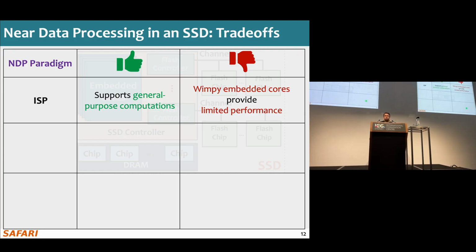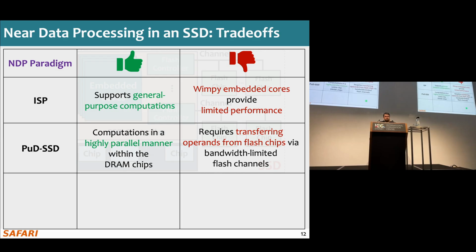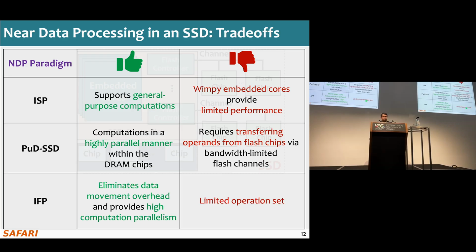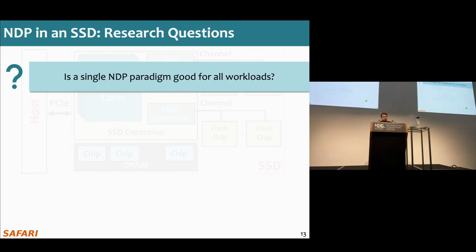So with this, we look at the trade-offs of these NDP paradigms, and we observe that ISP supports general purpose computations, but the wimpy embedded cores provide limited performance. Processing using DRAM enables computations in a highly parallel manner within the DRAM chips, but in the context of an SSD, it requires transferring operands from flash chips to the DRAM via bandwidth-limited flash channels. IFP eliminates data movement overhead and provides high computation parallelism, but the operation set is quite limited.